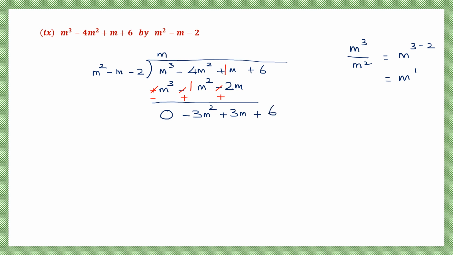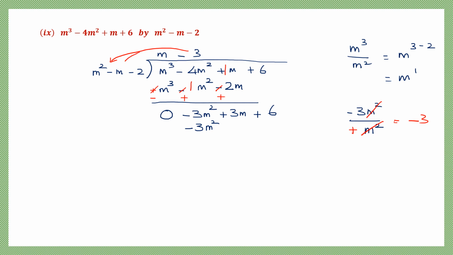Let's bring down the next one, that is 6. Take the first term of the divisor. Minus 3m² divided by, this is the dividend, divided by the first term of the divisor. So first term of the dividend by the first term of the divisor. The sign is plus. So minus into plus is minus. The number is 3. m² and m² get cancelled. So here we have minus 3. Now multiply minus 3 into m². So the sign is minus. The number is 3. Then we have m².